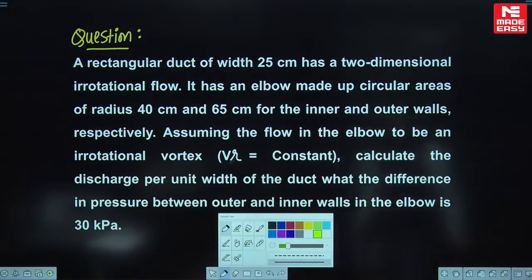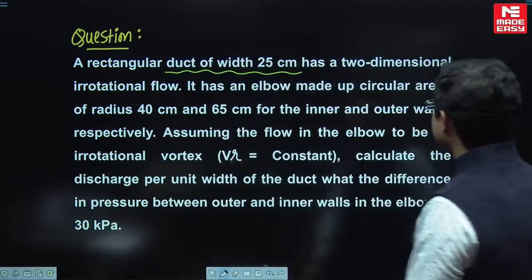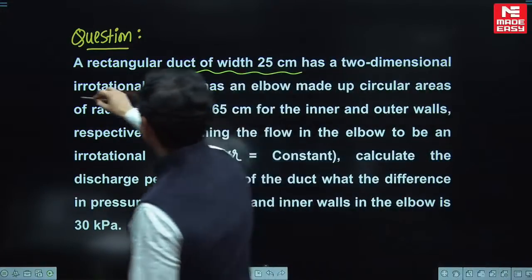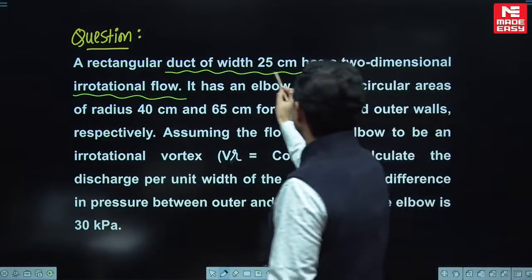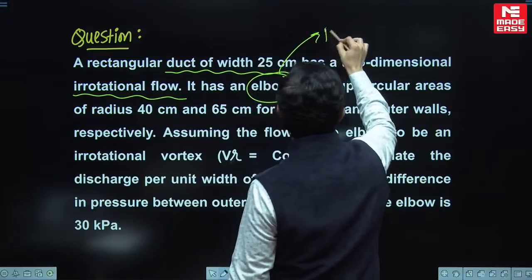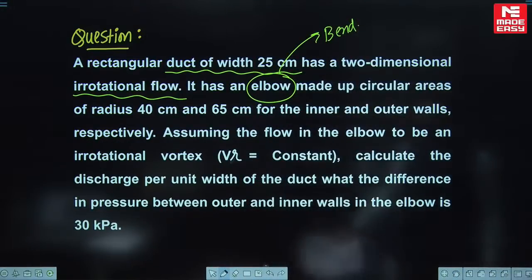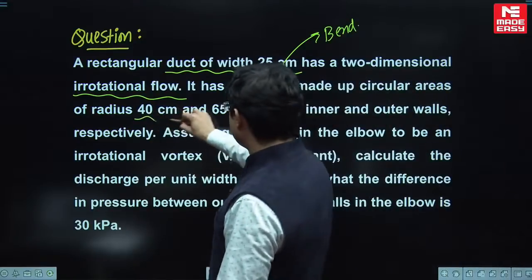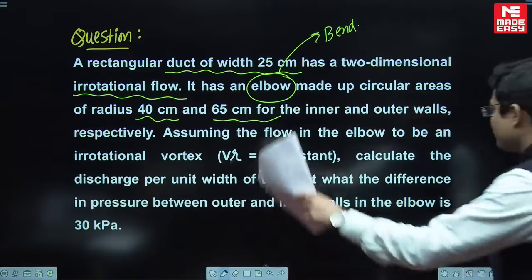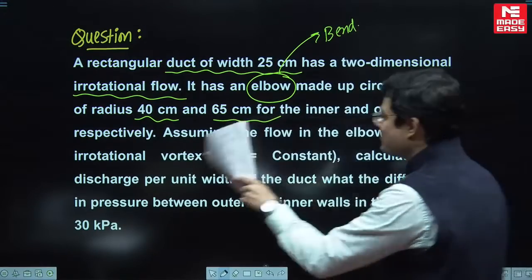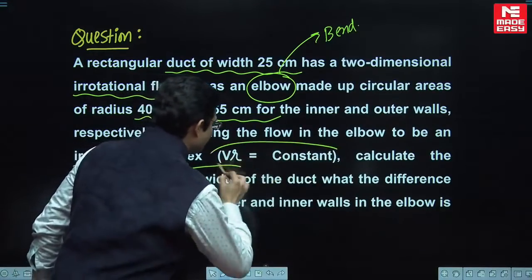Read it. A rectangular duct having a width of this much has a 2D irrotational flow. 2D irrotational flow has an elbow. Elbow means bend. Made up of circular arcs of radius 40 centimeter, from the inner to outer wall. Assuming the flow in the elbow to be an irrotational vortex, V r is equal to constant.